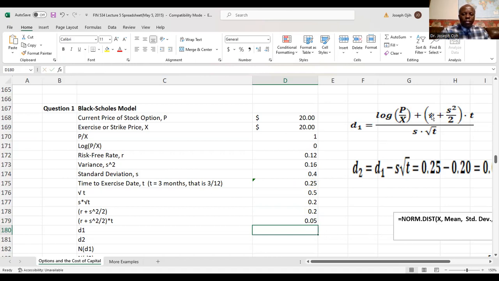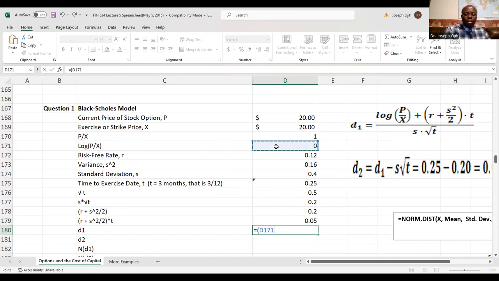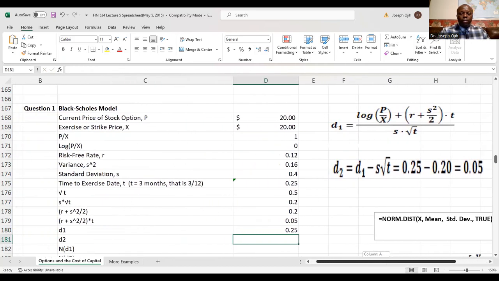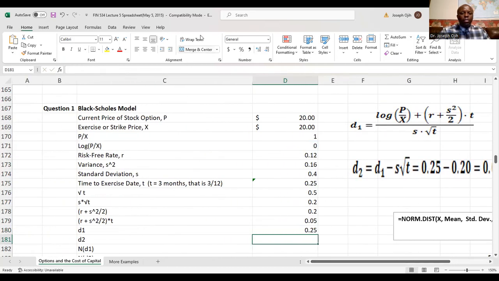So I've gotten this part, this part, and this part. To find the D1, our D1 now becomes equals parentheses, log of P over X, which I got here as 0, plus R plus S squared over 2 times T, which I got the answer here as this, close the parentheses, divided by S times root T, which is this one here. So I press the enter key. That will give me the value for D1. Okay, D1.